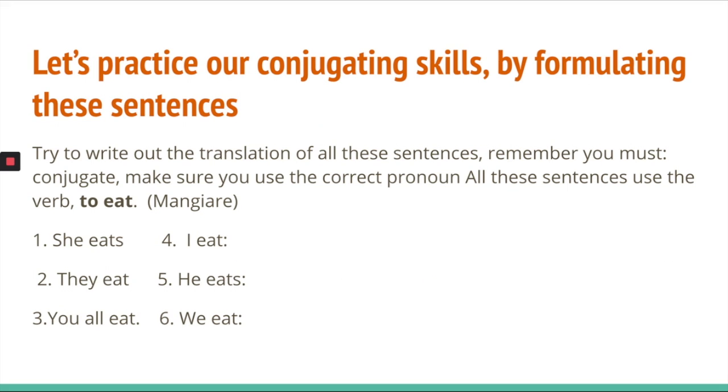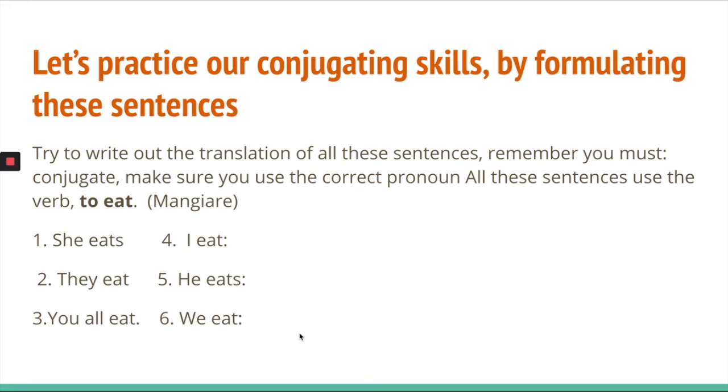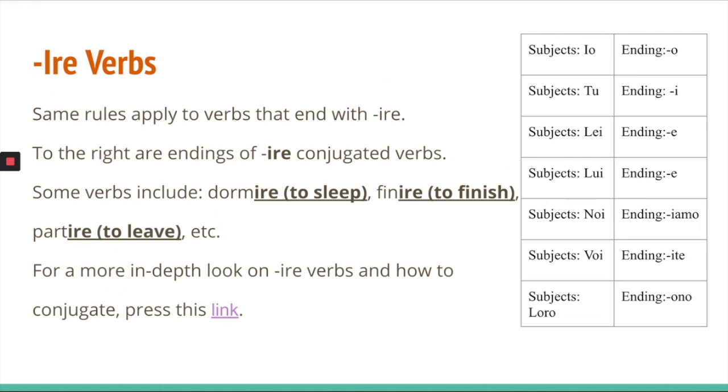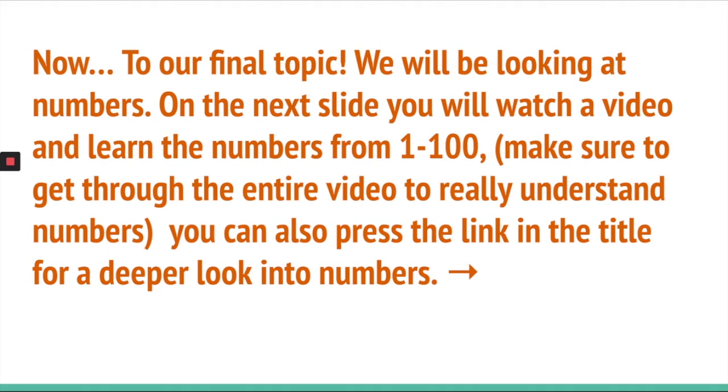So now you guys can practice your conjugating skills by formulating these sentences. Try to write out the translation in Italian using conjugated verbs for she eats, they eat, you all eat, etc. Good luck, guys, and have fun doing this, and try to do this with more verbs on the links here. It's something you guys really have to practice over time.